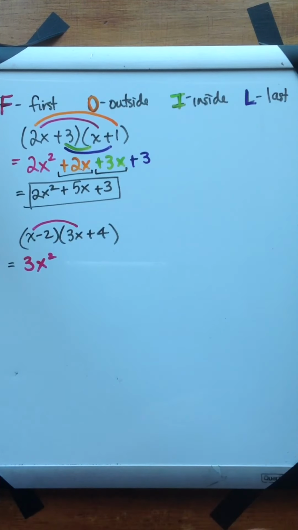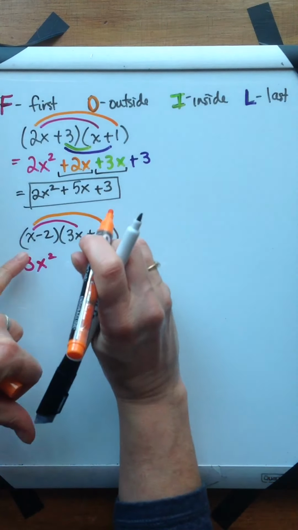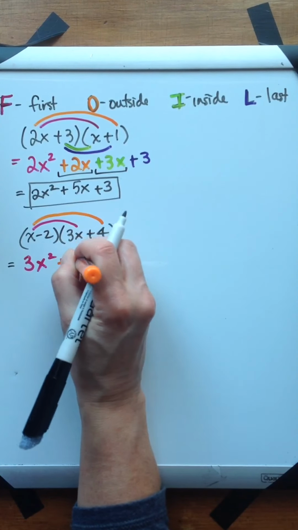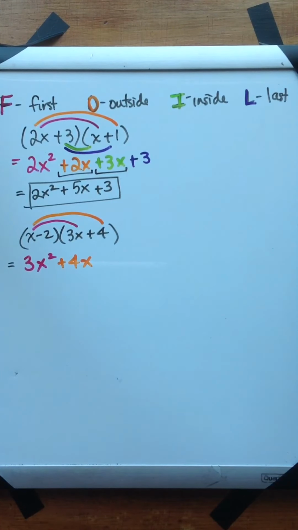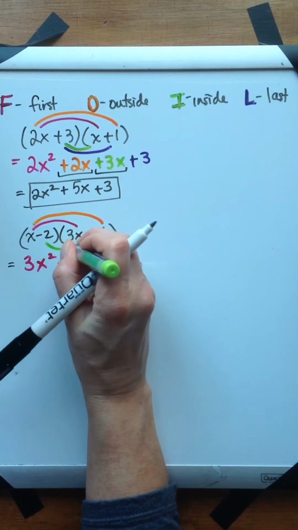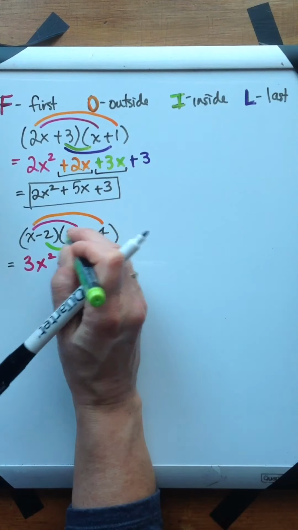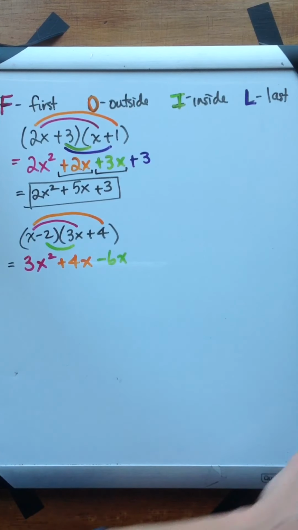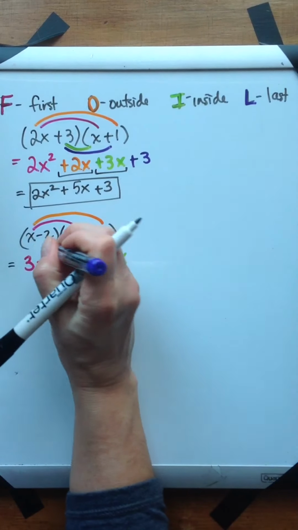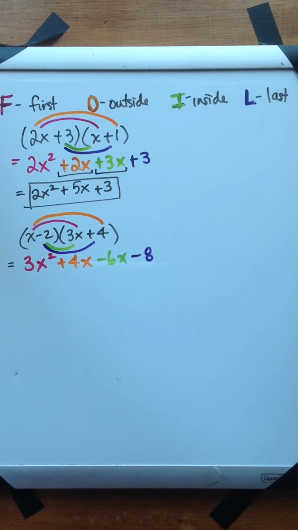Next, let's go to the outsides, the ones that are furthest away from each other. They're both positive. 1 times 4 is 4, and x times no other literal part would just be x. Let's now go to the insides. I have negative 2 times positive 3, which is negative 6. The only literal part multiplying them here is an x, so there's an x. And then I just have the last ones to multiply together. Negative 2 times positive 4, which is negative 8.